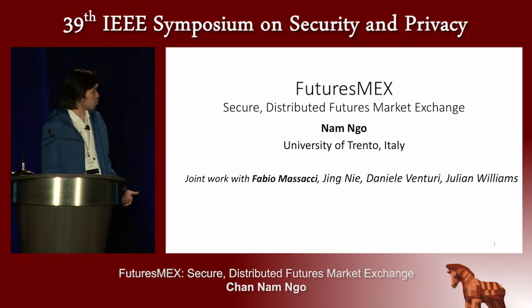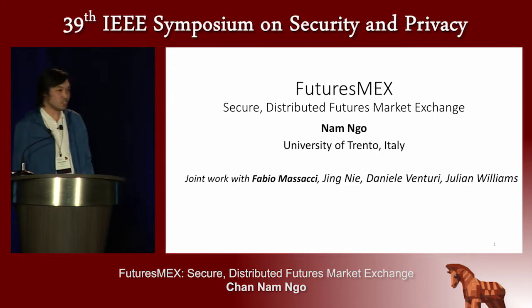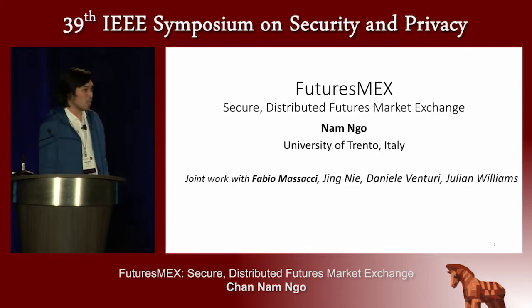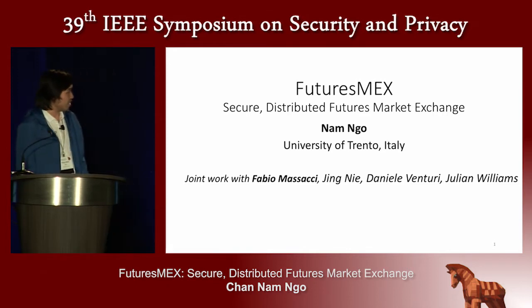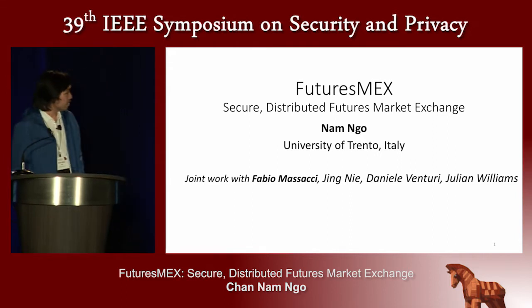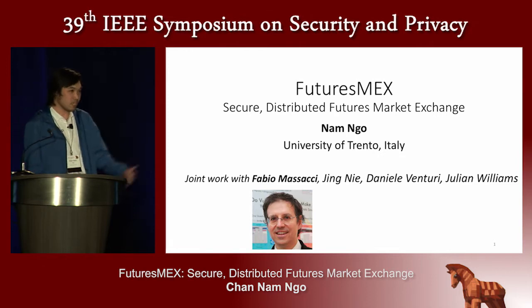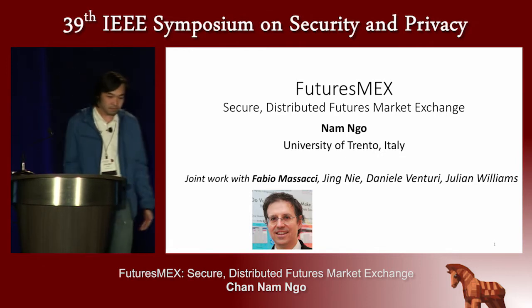This is also our joint work with Daniele Venturi from the University of Rome in Italy and two other economists, Jing Ni from the University of International Business and Economics in Beijing, China, and Professor Julian Williams from the Durham Business School in the UK. Here are his pictures in case he joins our discussion and you can recognize him.